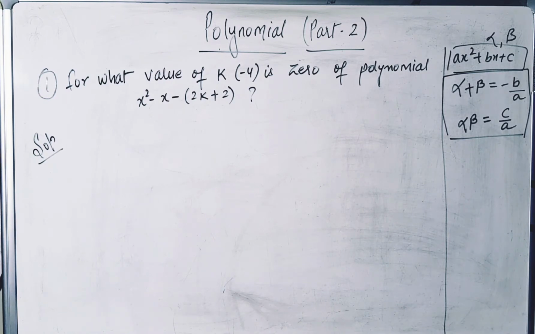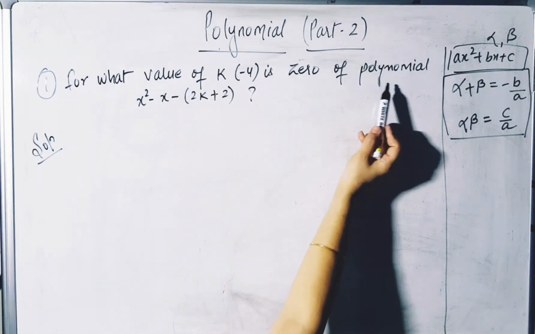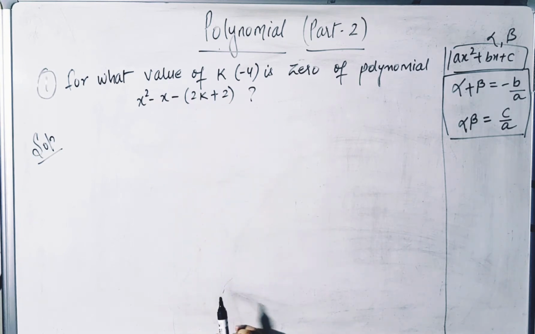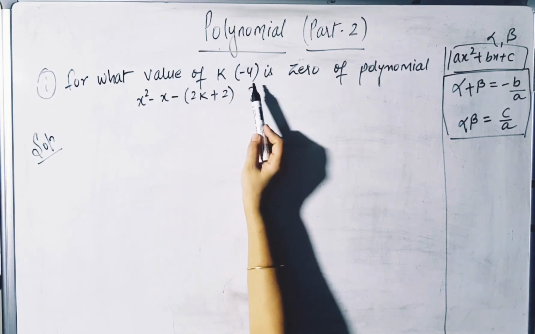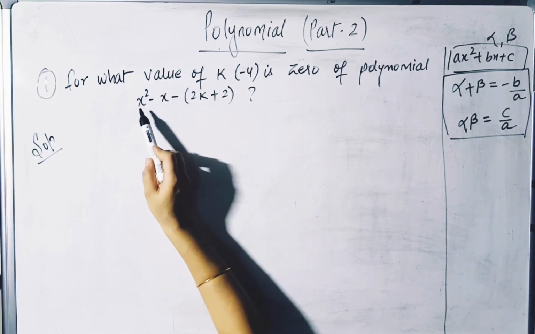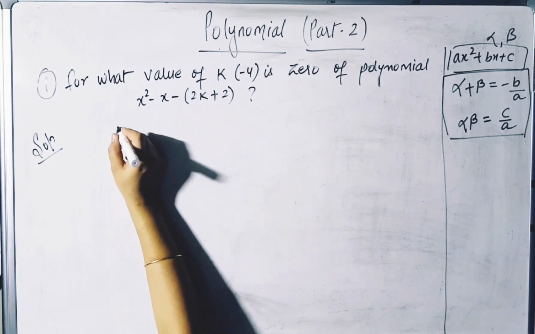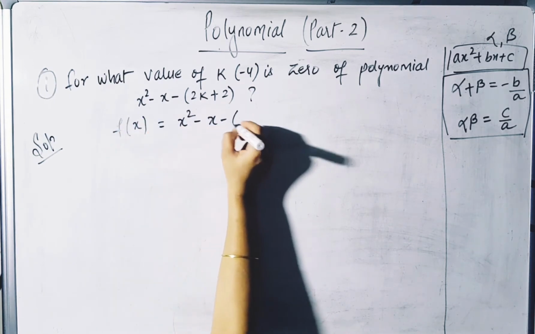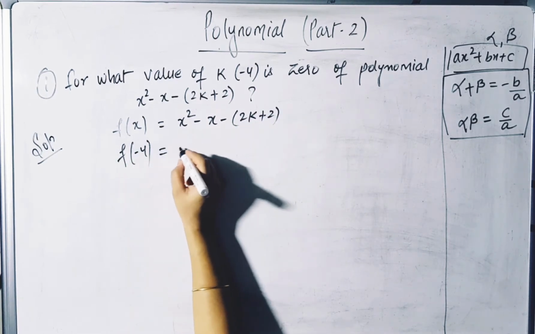So here the first question is, for what value of k is minus 4 a zero of polynomial x square minus x minus (2k plus 2)? We have to find the value of k, where they are saying minus 4 is a zero of the polynomial. That means when we put x equals minus 4, this whole polynomial will be equal to 0. So we'll solve like this. The polynomial is given, f(x) is x square minus x minus (2k plus 2). So if we put x equals minus 4, we'll get 0.